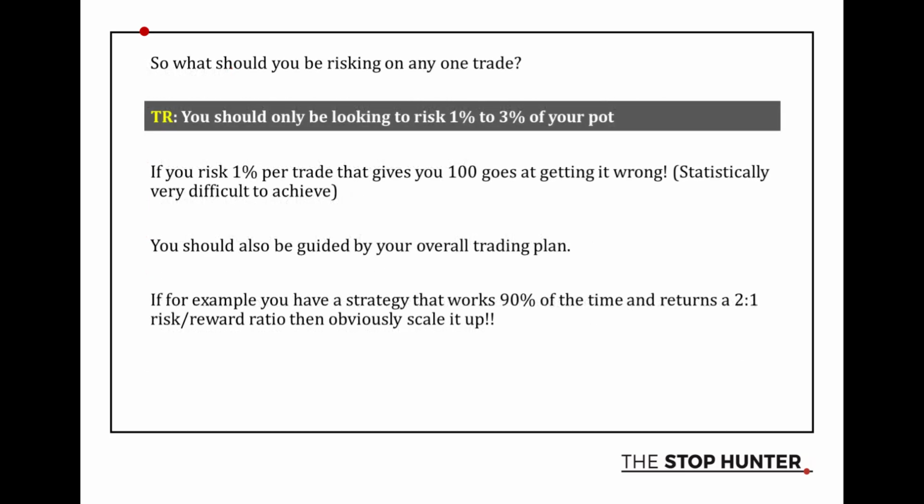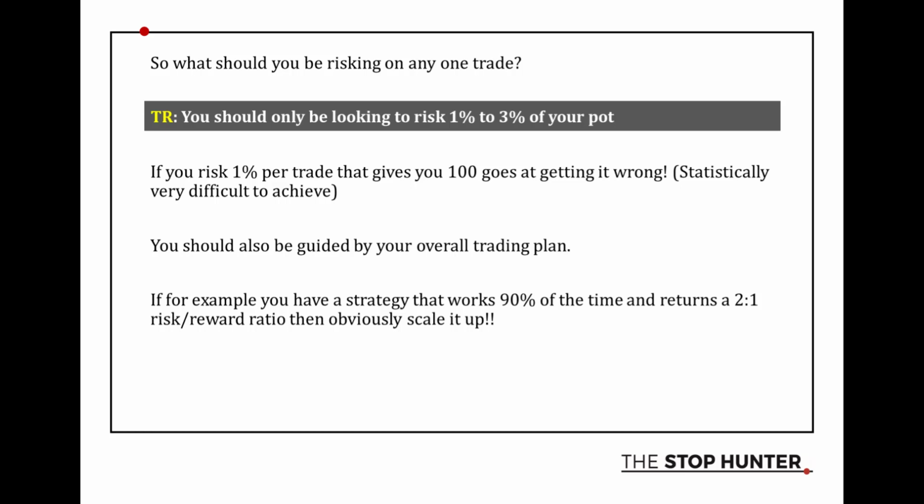So the question is, how much should you be risking on any one trade? Now, my trade rule here for you guys is anywhere between 1 and 3%. Now think of it this way: if you risk 1% per trade, it's going to give you 100 goes at getting it wrong, and that is statistically, I can tell you, very, very difficult to achieve.